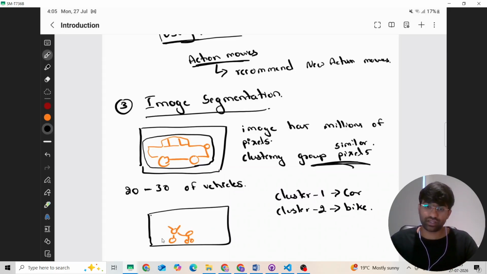So this way, we can use clustering in different real world examples. We can apply the clustering algorithms.